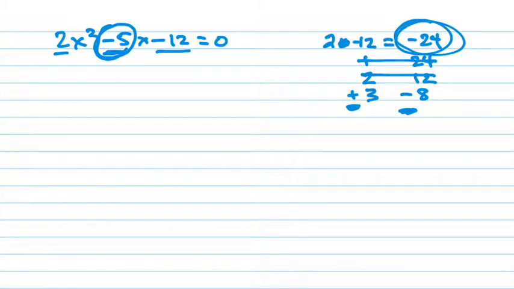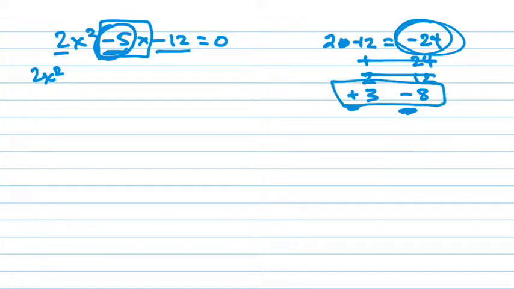So that works. So I'm going to bring down my 2x squared. Instead of negative 5x, what am I going to put? Plus 3x. Then negative 8x. Good. And then minus 12 comes down, and it still equals 0. So don't just keep bringing down that equals 0. It's important, but you're never going to use it. You're not going to work with it.